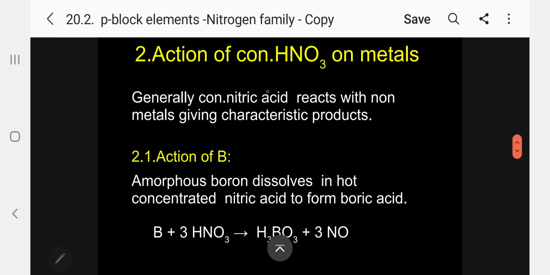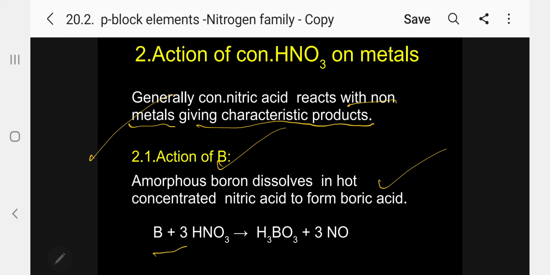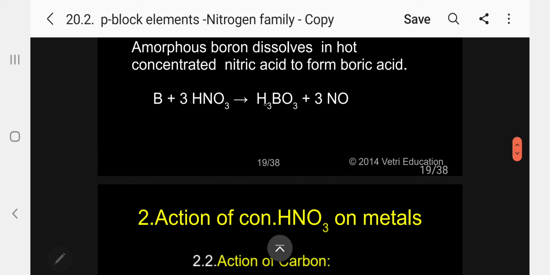Okay, now let me come back. Generally, concentrated nitric acid reacts with non-metals, giving characteristic products. Number 1, action of boron. Amorphous boron dissolves in hot concentrated nitric acid to form boric acid. So boron, 1 mole, with 3 moles of nitric acid produces boric acid and 3NO. This is the action of concentrated nitric acid on boron.